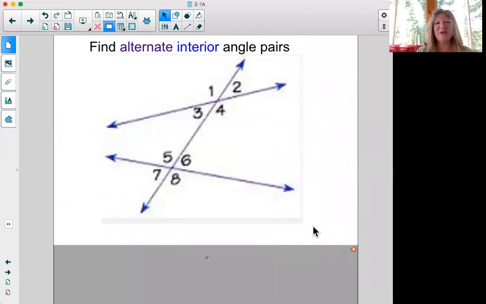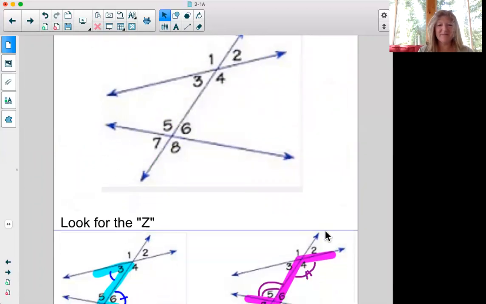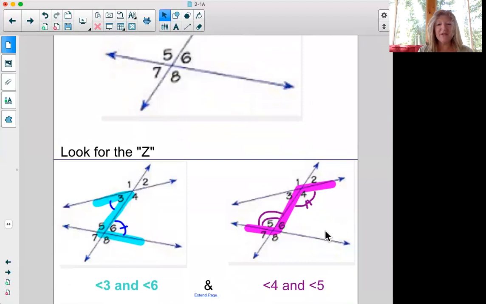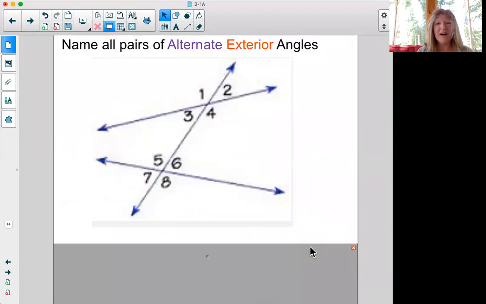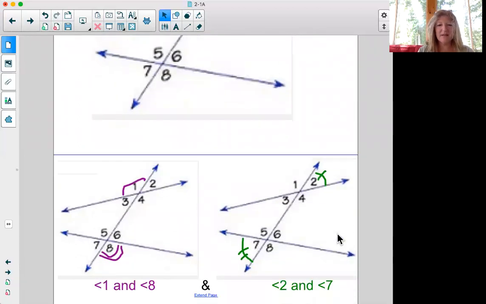Pause, find your alternate interior angle pairs, and then press play. With alternate interior angles, we're looking for the Z, so 3 and 6, or 4 and 5. Pause, find alternate exterior angles, and then press play. Alternate sides of the transversal, but exterior to the 2 lines, 1 and 8, or 2 and 7.